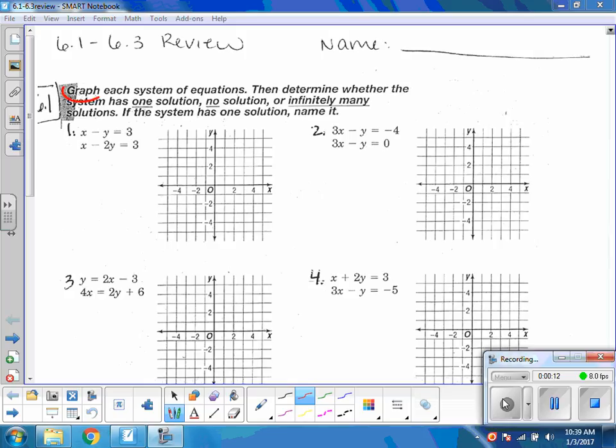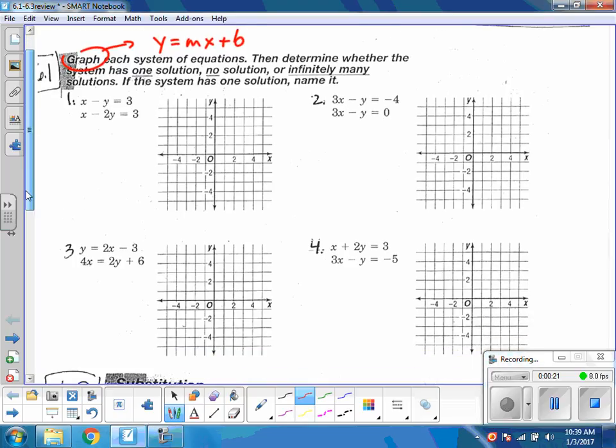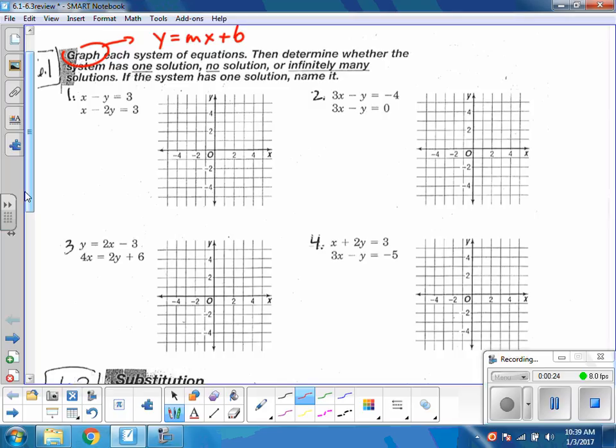Our graphing method is utilizing our equation of y equals mx plus b, our slope-intercept form. And if you can turn your equations into slope-intercept form, then you can plot them quickly and easily. Like for the first one here, I'm going to subtract both sides by x. And I end up with negative y equals negative x plus 3. And then I'm going to go ahead and multiply everything by negative 1, so I end up with y equals x minus 3.